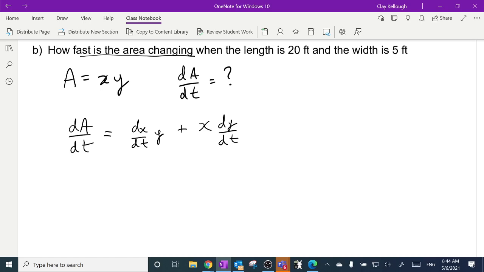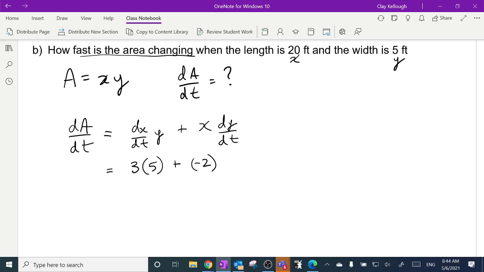And I know all of these numbers, right? This is my x number, 20 feet. This is my y number, 5 feet. And I know the change from part A, right? The length was getting bigger at 3 feet per second, and at y being 5 feet, the width was getting smaller by 2 feet per second.